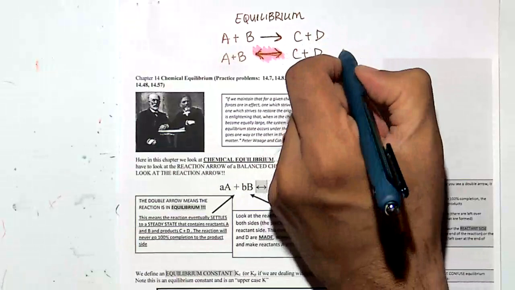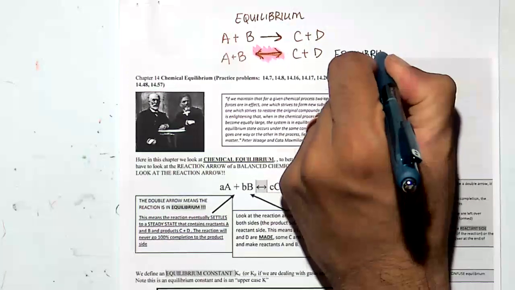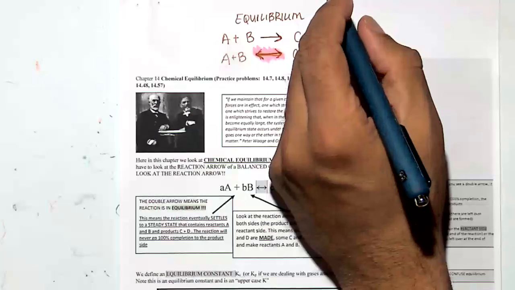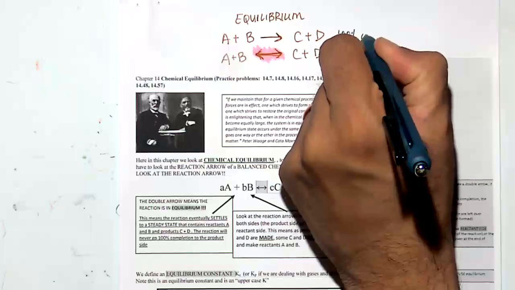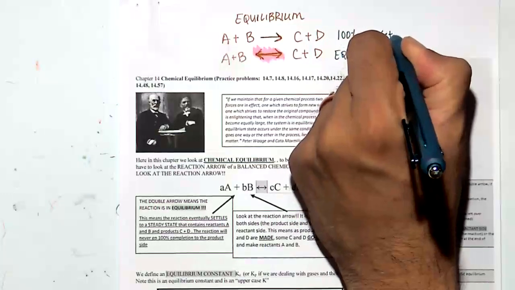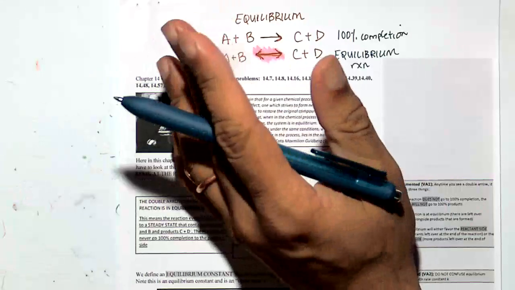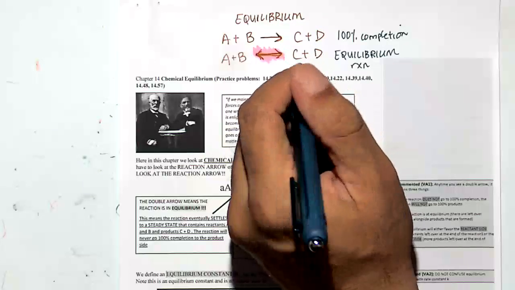So this one here at the bottom is an equilibrium. Okay, this reaction up top is a reaction that goes to 100% completion. So at the end of the day, at the end of the hour, at the end of whatever time period, this will have product C plus D.